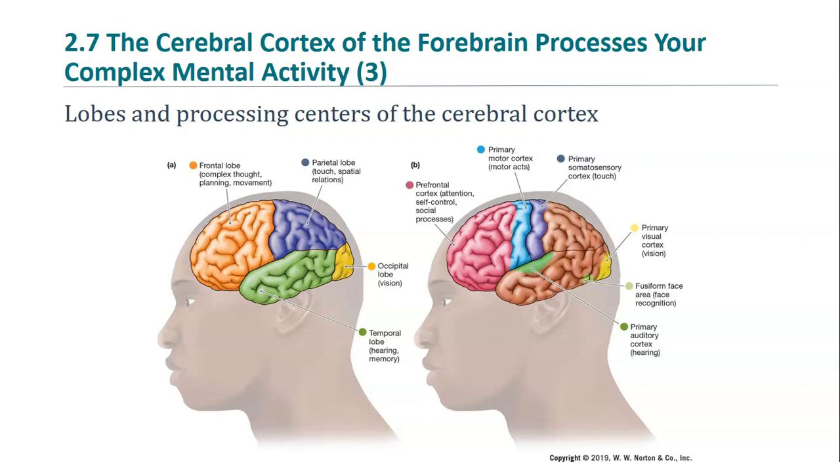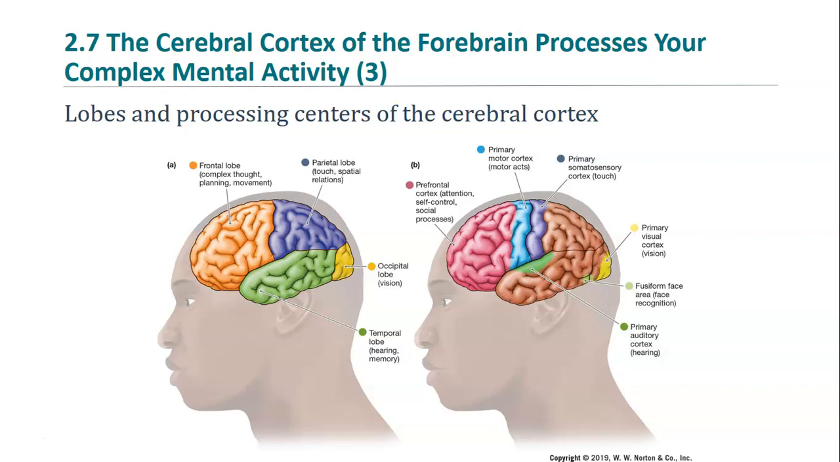At the very back of the frontal cortex is the primary motor cortex. This is where motor movements are initiated. Combining the prefrontal cortex with the motor cortex gives us the frontal lobe, which is colored orange in this photograph.